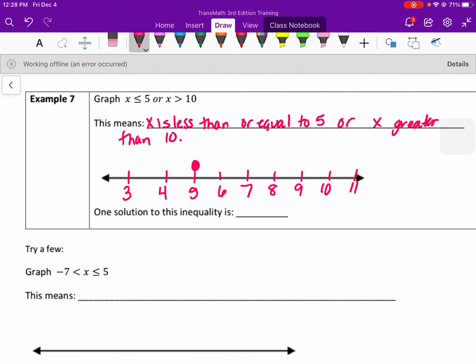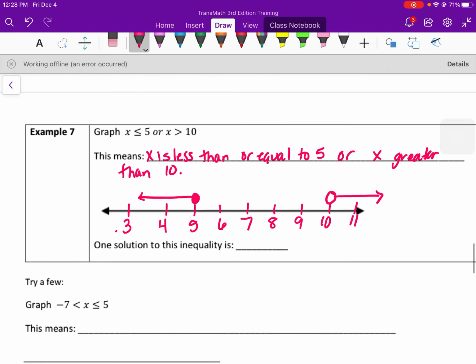So less than or equal to 5, there'd be a closed circle at 5, and we'd go to the left. 3, 4, those are all values that are less than or equal to 5. Or it can be greater than 10, so not equal to 10, so open circle, and then greater than would be to the right. So the and problems always go between the 2 points, and the or problems always face the opposite direction.